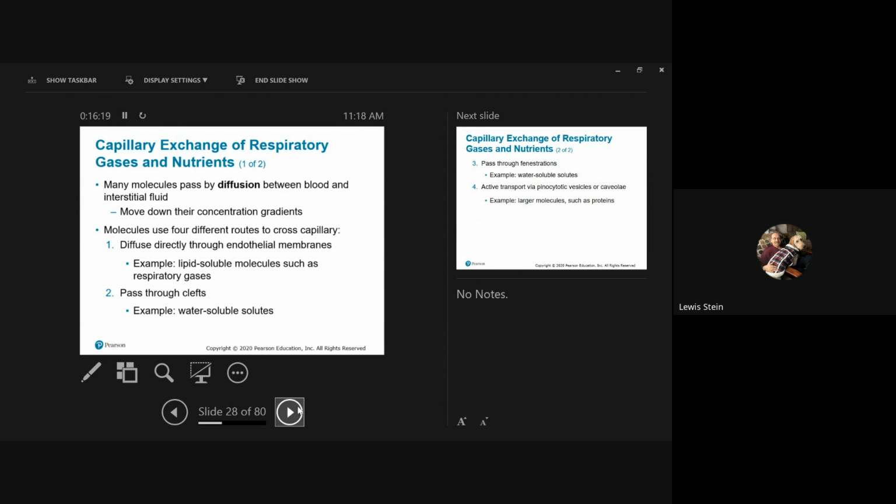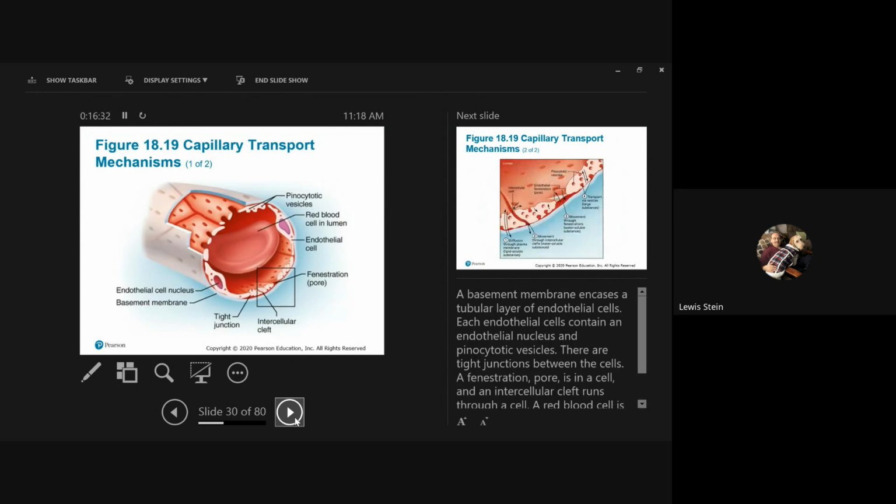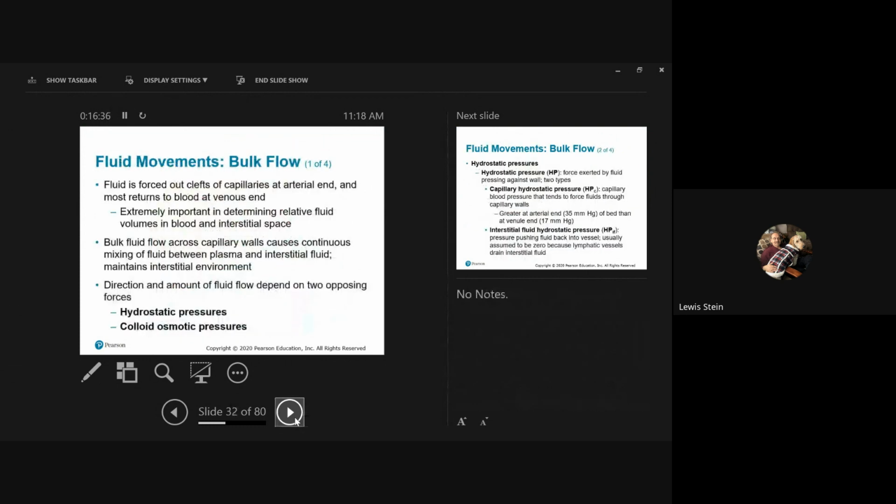So they can either pass through these little openings, like in the kidney, the fenestrations. There's some active transport that definitely goes on when you're dealing with larger substances. And they're just showing you some illustrations. You saw a little bit of these before, and I'm not going to go crazy going over them. So fluid goes out of those openings at the arterial end and comes back at the venous end.